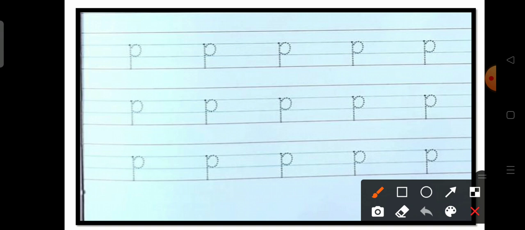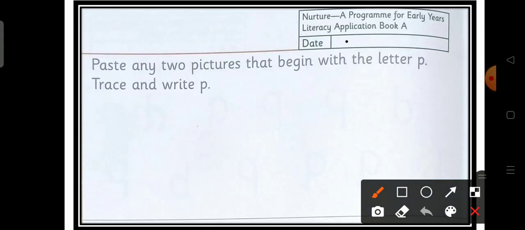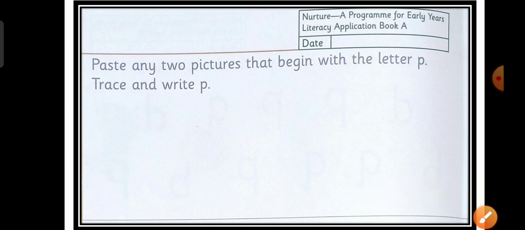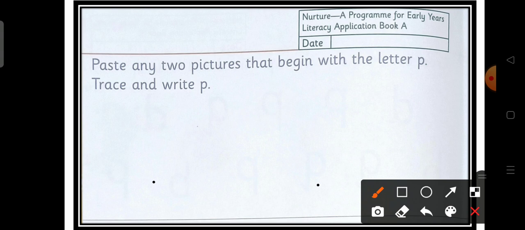We will trace small letter P by saying the sound. Children, first write date here. Let's read the instructions. Paste any two pictures that begin with the letter P. Trace and write P. Children, here you have to paste two pictures of your choice that begin with letter P.